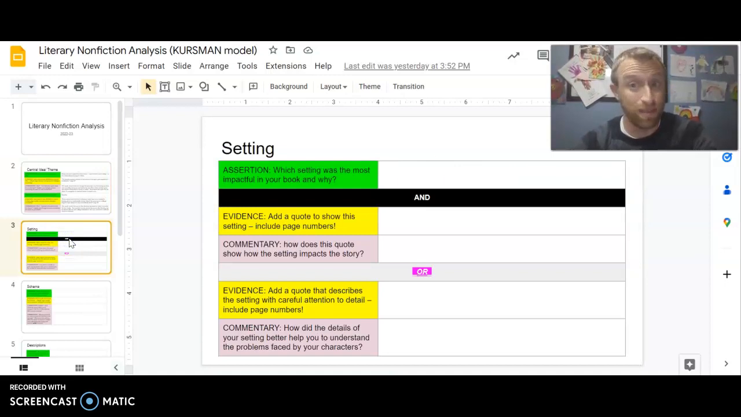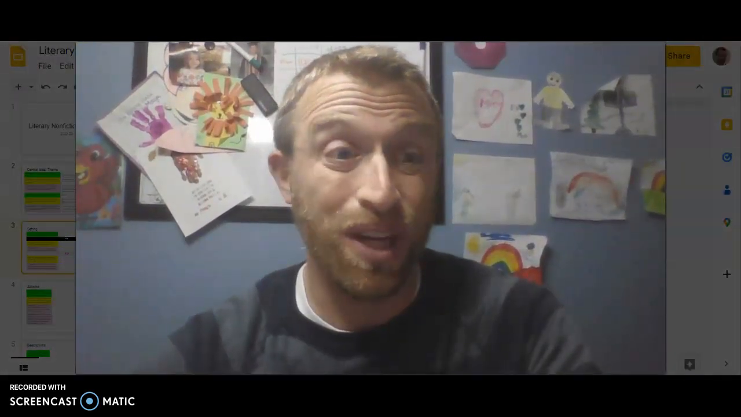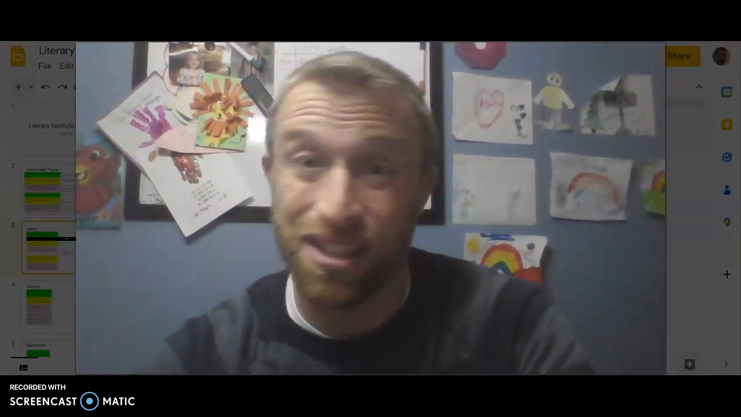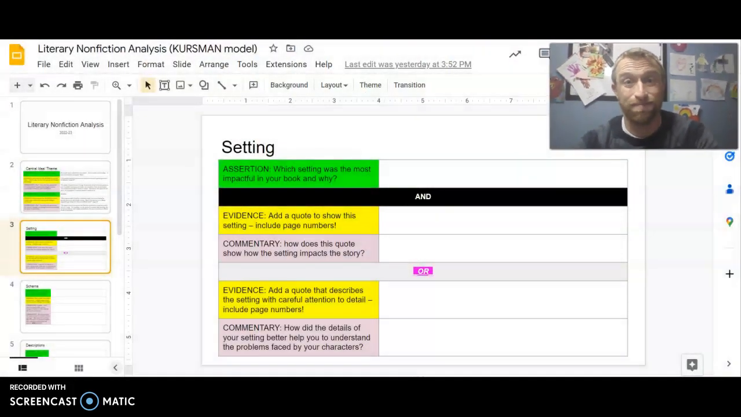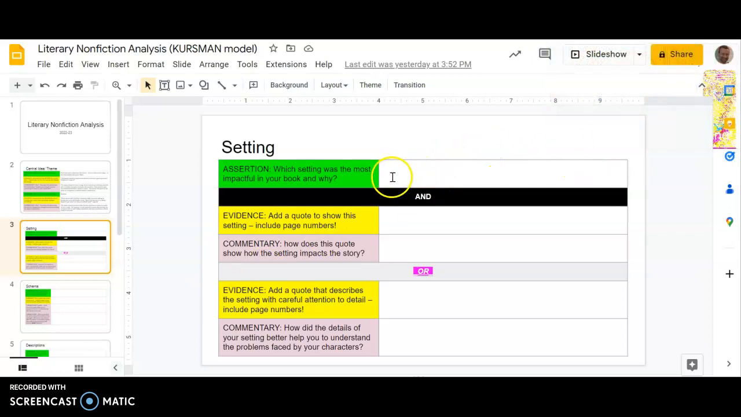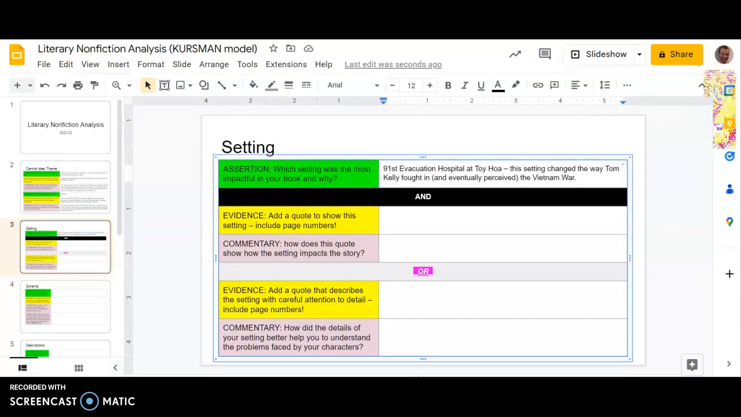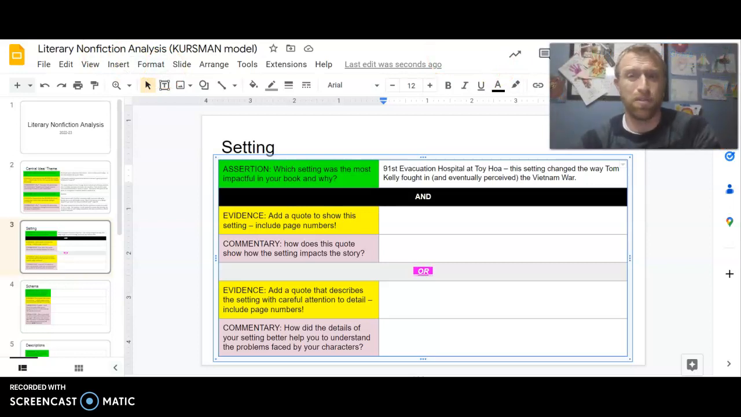And this is where you can use your notes, the ones that look like this, and just transfer them right here. There's really only 3 things we need to do. First, of course, we need to say which setting we chose, which for me was the evacuation hospital in my book.